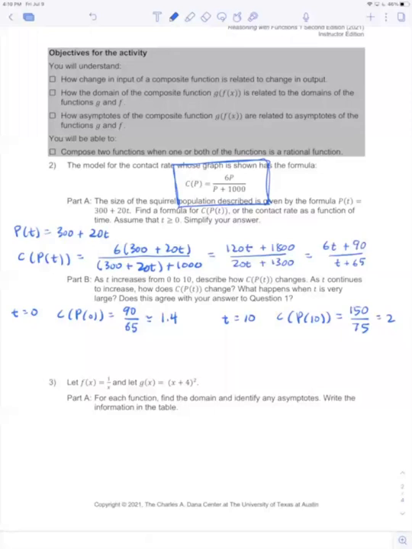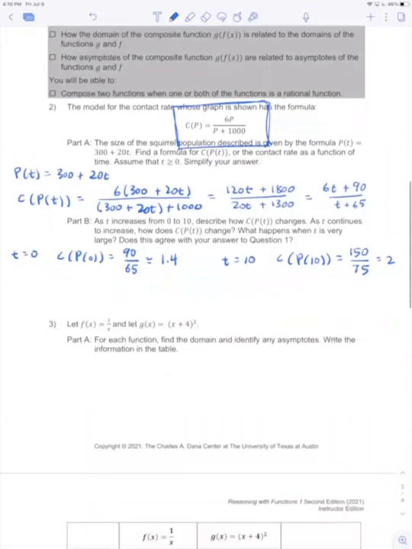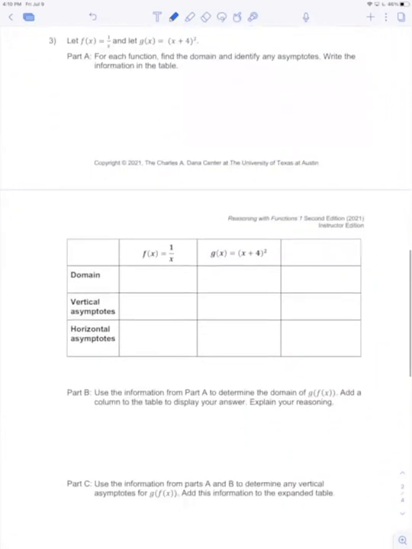3. Let f of x be defined to be 1 over x, and g of x defined to be x plus 4, that quantity squared. Part A, for each function, find the domain and identify any asymptotes. Write the information in the table. Well, the table, let me scroll up here. The table is right here.